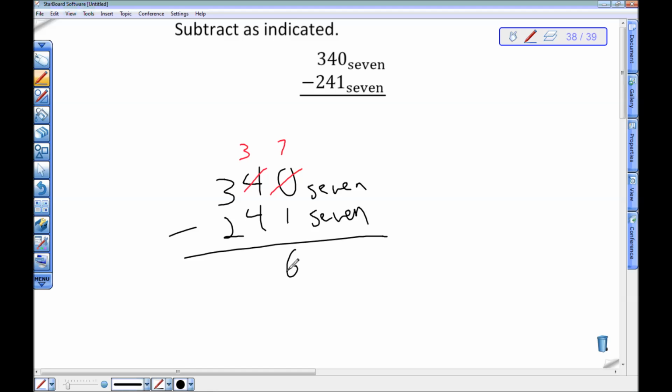Okay, now I'm on to the next digit. I have 3 minus 4. I can't do that. I'm going to need to borrow 1 here, and that's going to increase this by 7. Right? My base is 7, so I increase by 7. So now I have 10 minus 4 is 6. 2 minus 2 is 0. The difference here is 6, 6, base 7.